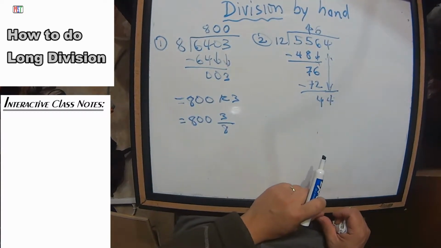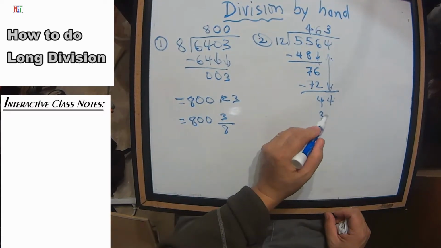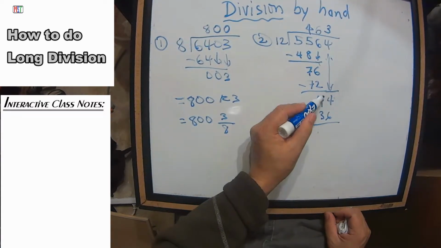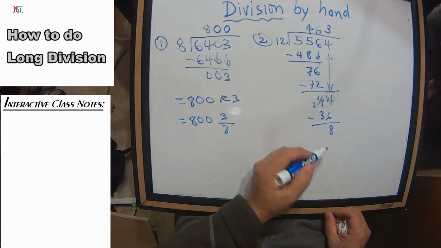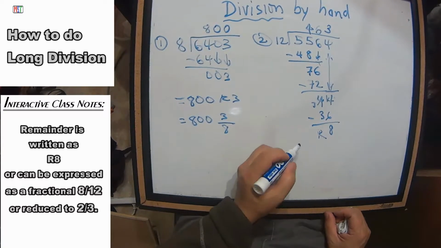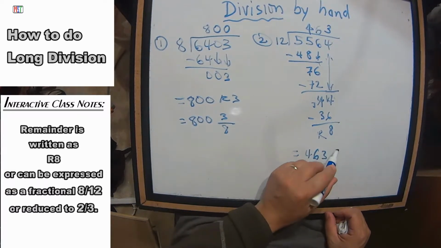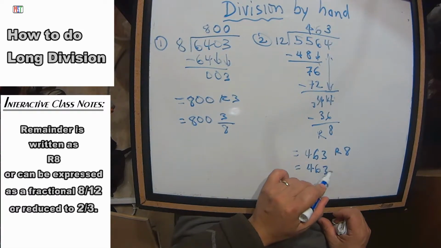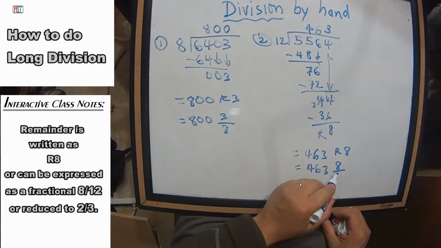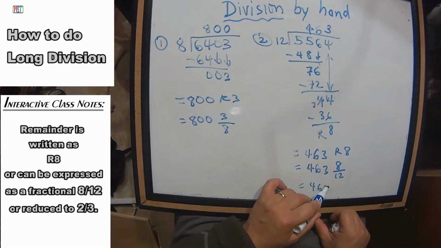And what we get is 12 going into 44 how many times? Let's see. 3 times, right? 3 times 12 is 36. Subtract the difference. That gives you 8. Remainder 8. Okay? So we have the answer is 463 with the remainder 8, or if you want to write it in a fractional form, it is 463 and 8 over the divisor 12. Now you can reduce the 8 over 12 as well, okay, to a simpler fraction.